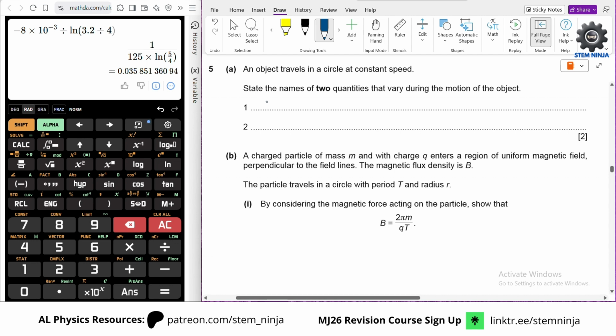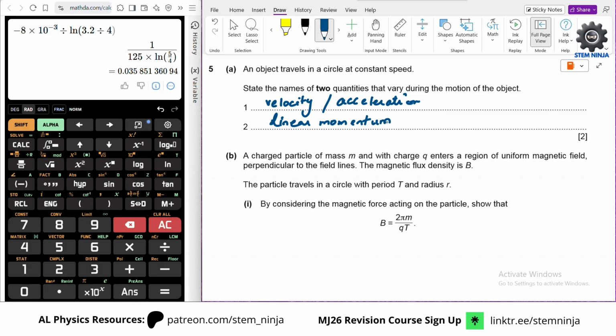So you can say velocity, you can say acceleration, you can say momentum, linear momentum, because velocity is changing, so linear momentum is also changing. Yeah, that's it. Similarly, the acceleration is changing, so the centripetal force would also be changing. Similarly, the angular displacement would also be changing.